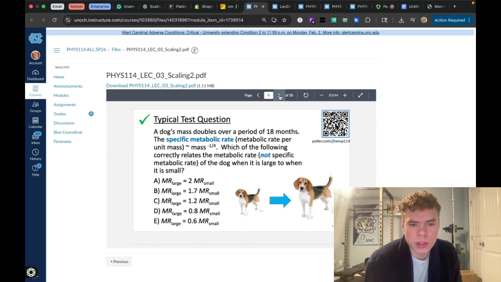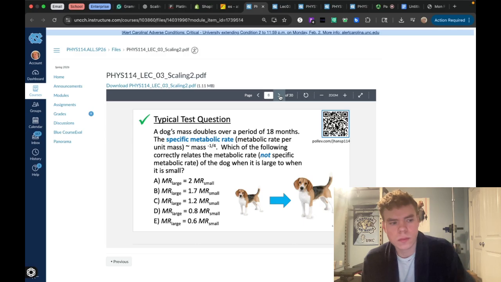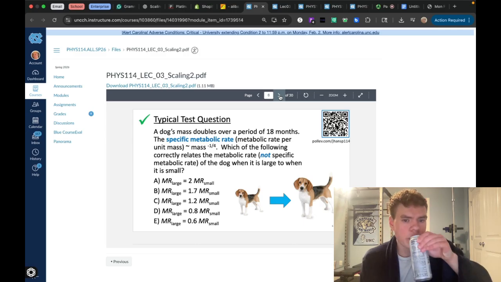This is another typical test question. A dog's mass doubles over a period of 18 months. The specific metabolic rate is equal to mass to the negative one third. Which of the following correctly relates to the metabolic rate of the dog when it is large to when it is small?